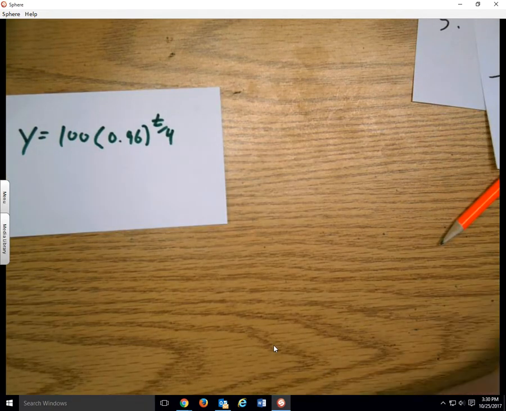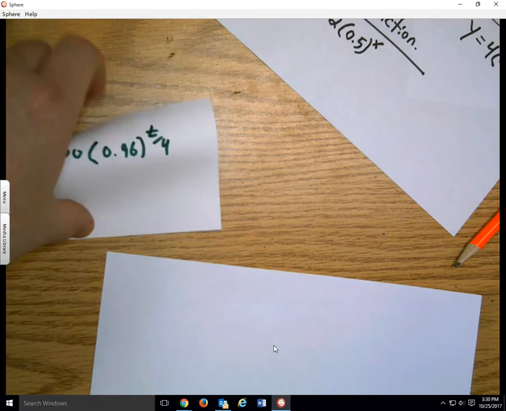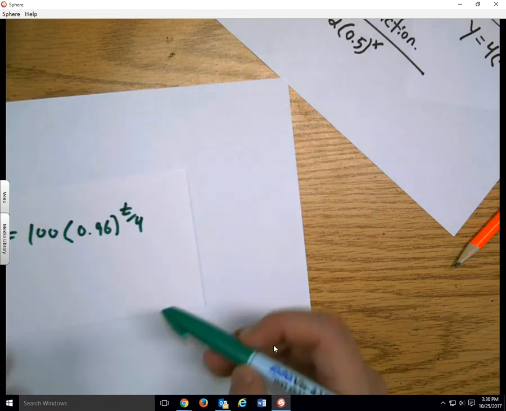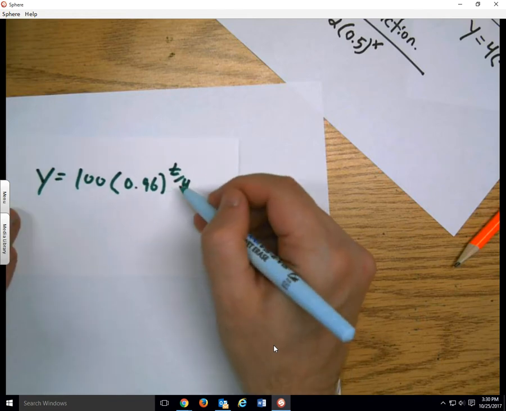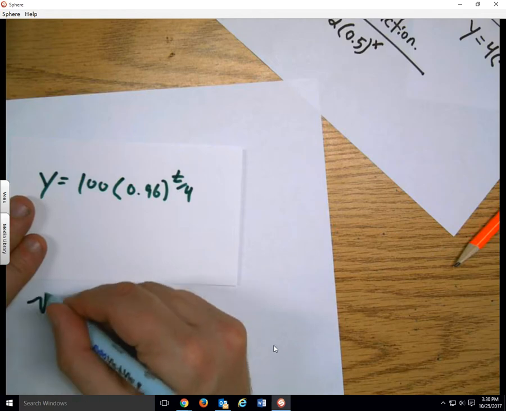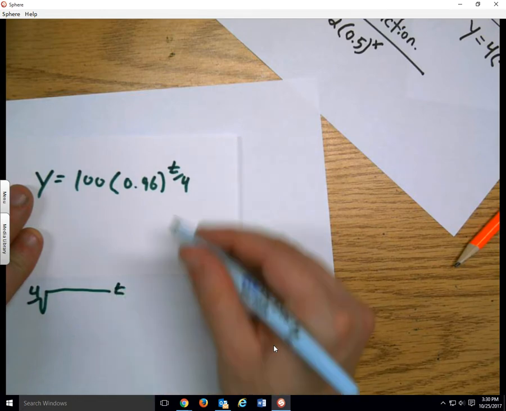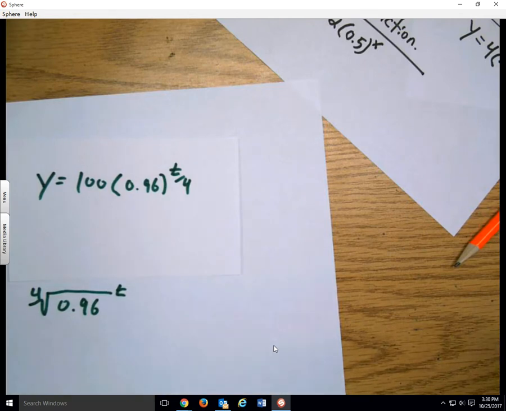Okay, now there's this other sort of problem, one that looks sort of like this. The question I would ask is, what do you do if it's something like a t over 4? How would you solve that? Looking at this one here, remember that if it's in the denominator, you could also write it in radical form, right? And that's the root. And the t would be the power. So it'd be the 4th root of 0.96.